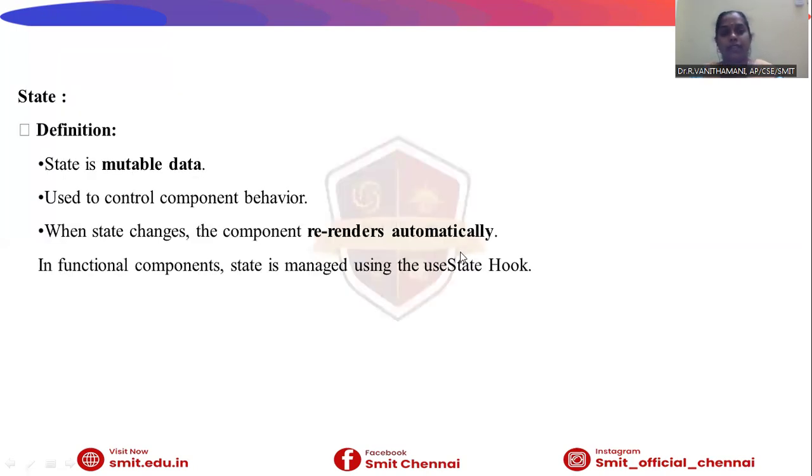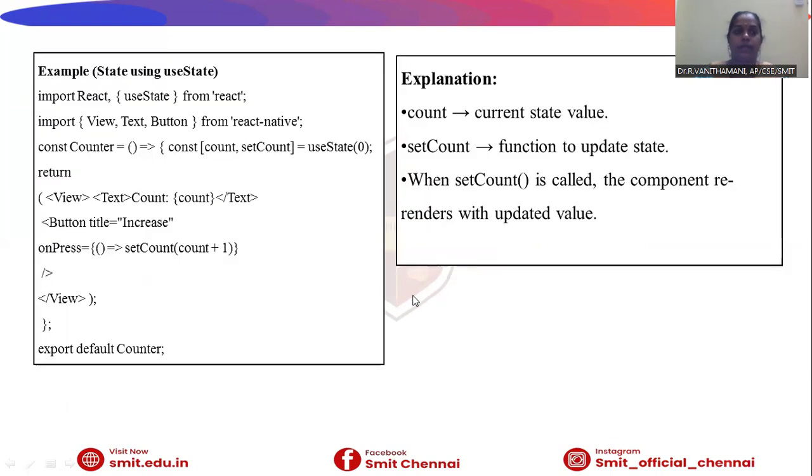Then state. State is mutable data. The user can use it to control the component behavior. When state is changed, the component re-renders automatically. In a functional component, state is managed using the useState hook. So this is an example of state using the useState hook. We specify count here, which is the current state value. Then setCount is a function to update the state. When setCount is called, the component re-renders with the updated value.